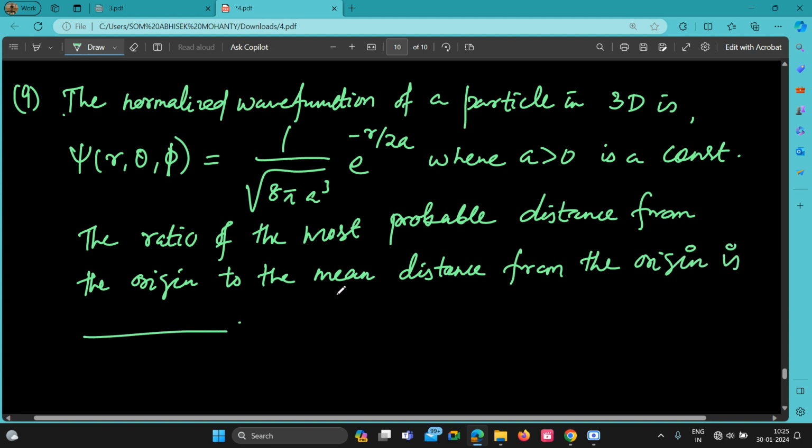The ratio of the most probable distance from the origin to the mean distance from the origin. The normalized wave function of a particle in 3D is this. The ratio of the most probable distance from the origin to the mean distance from the origin. That is what you are asked here in this question.